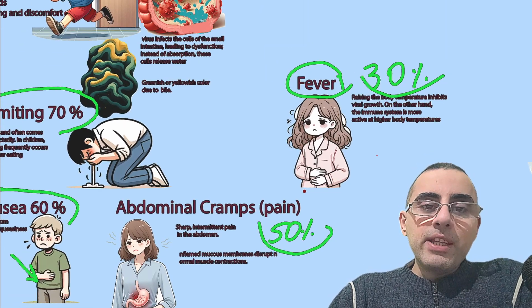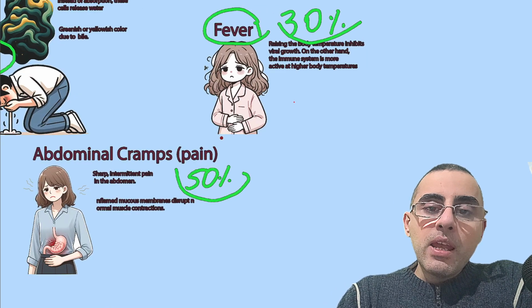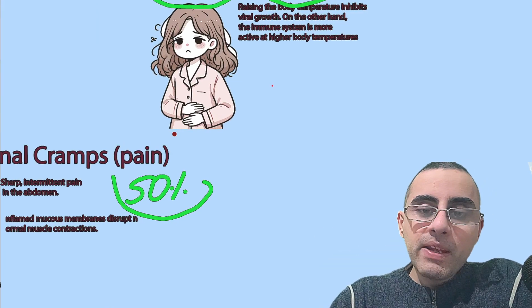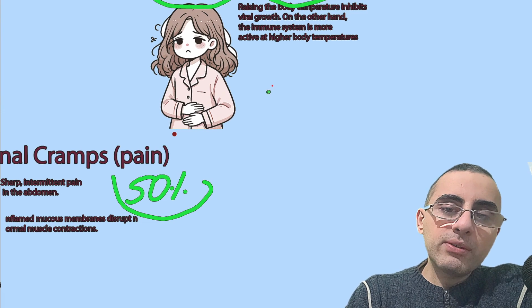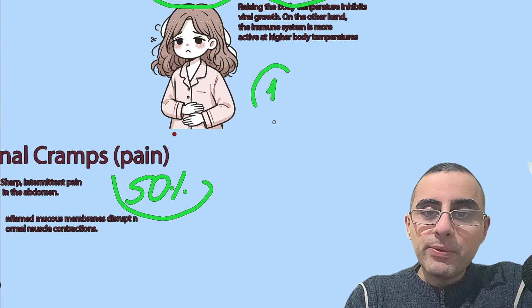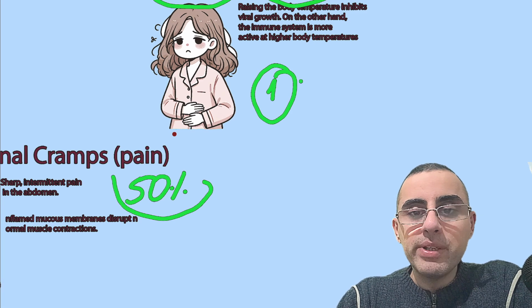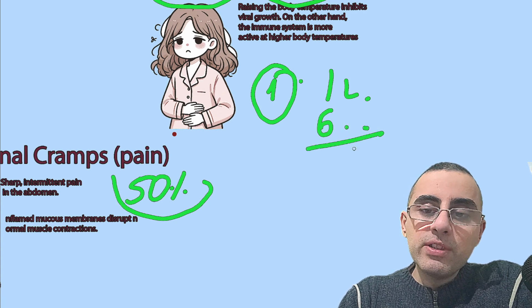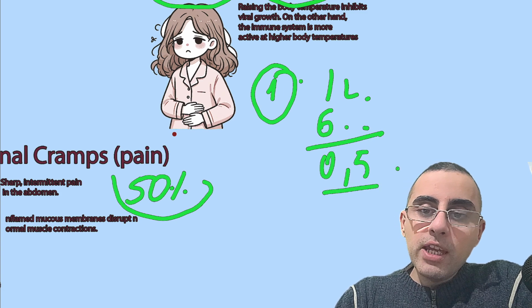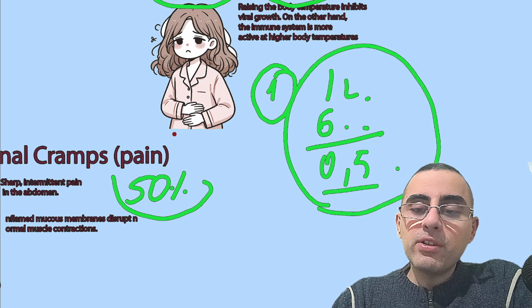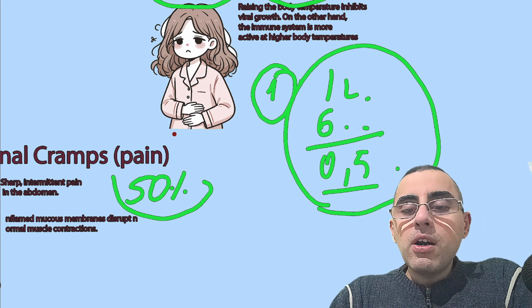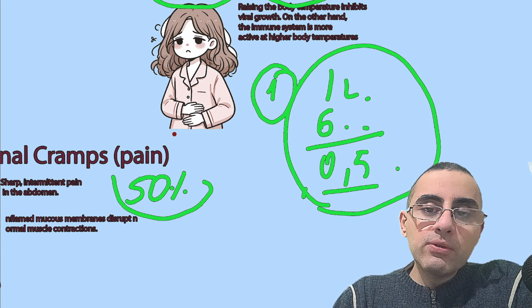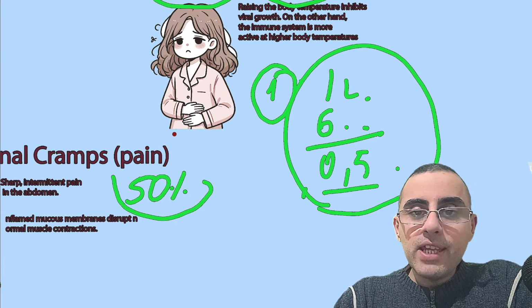And what is the treatment? Treatment is rehydration. The first and most important treatment is supportive therapy and rehydration. Rehydration at home means 1 liter of water, 6 teaspoons of sugar, and 0.5 teaspoon of salt, and a person should drink this mix slowly. Also, it's important to reintroduce food as soon as possible.